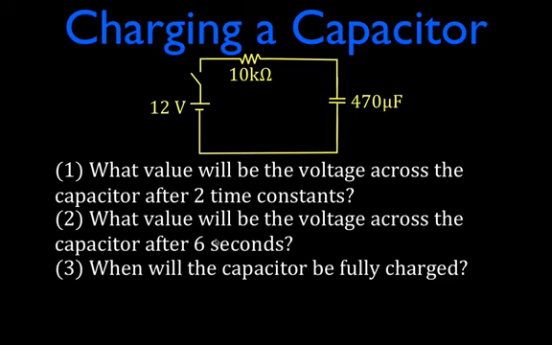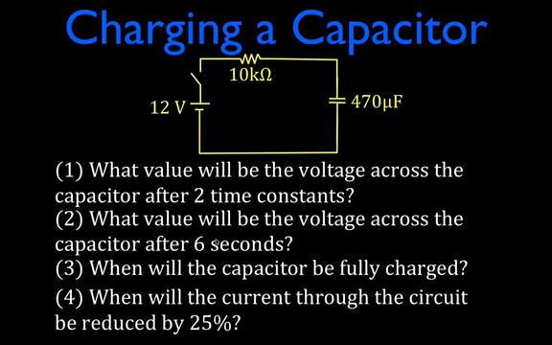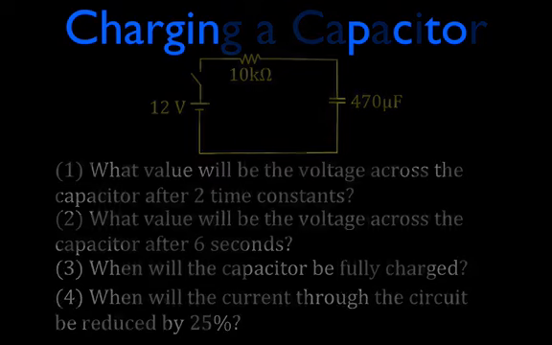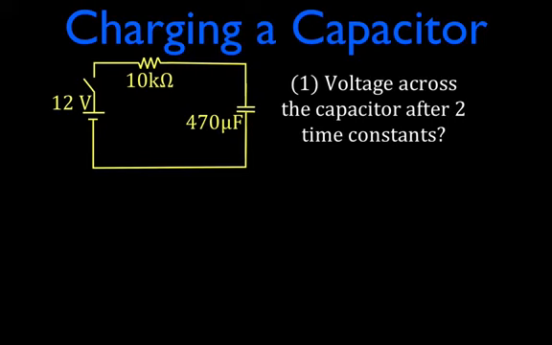What does it mean for a capacitor to be fully charged? And then we'll figure out what the current through the circuit will be, or when the current through the circuit will be reduced by 25%. All right, so the first thing we're going to do is find the voltage across the capacitor after two time constants.